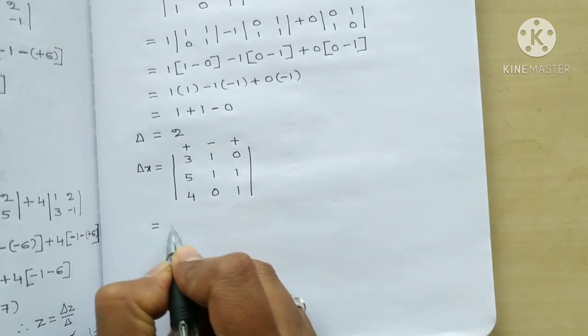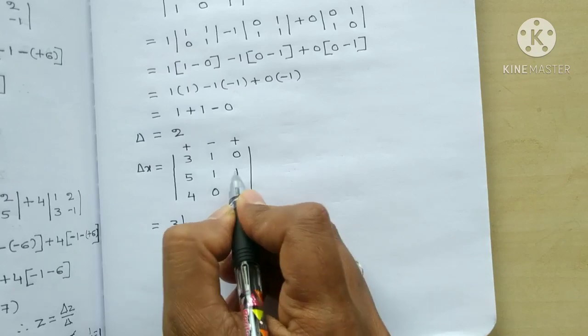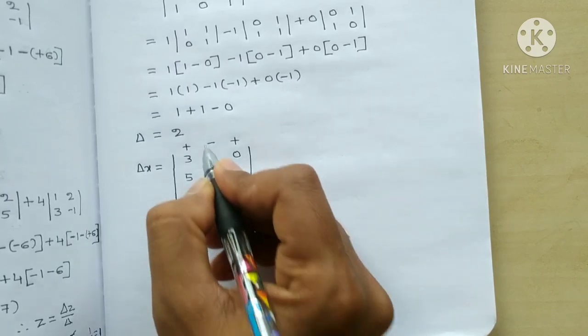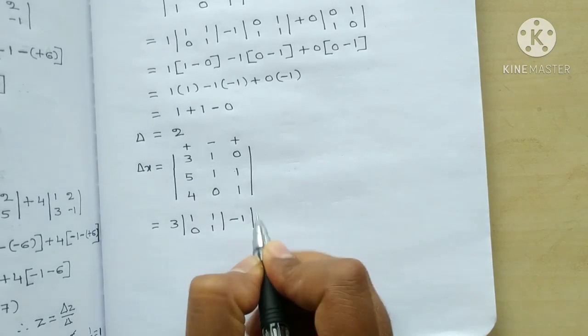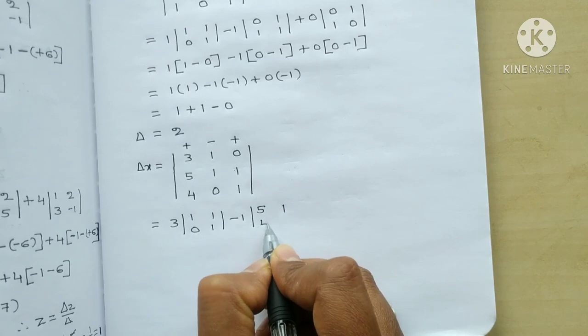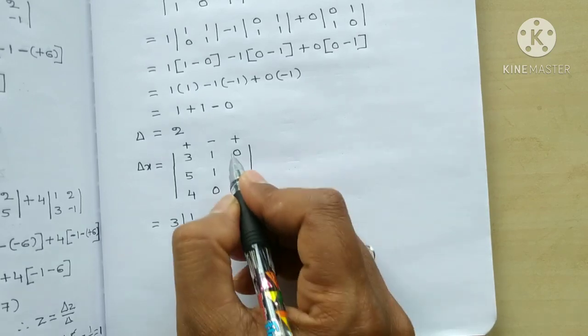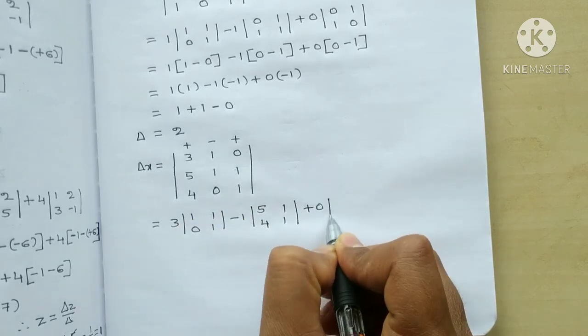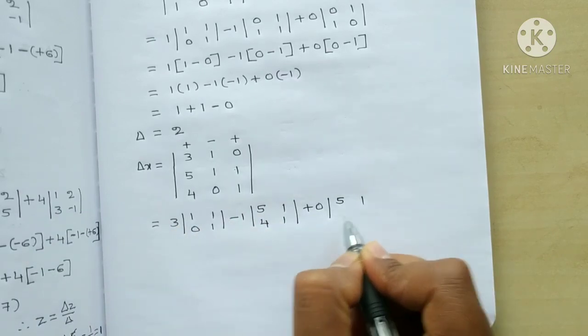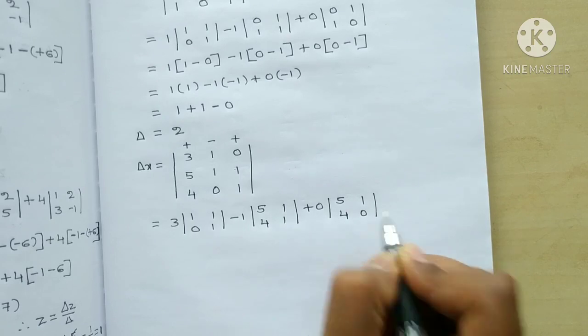So which is equals to 3 into 1, 1, 0, 1, 1, 1, 0, 1. Next, minus 1 into bracket 5, 1, 4, 1, 5, 1, 4, 1. Next, plus 0 into 5, 1, 4, 0, 5, 1, 4, 0.